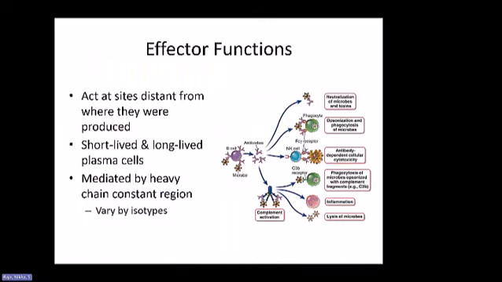Thinking of the effector functions of B cells and antibodies, we know that antibodies act at sites that are distant from where they are produced, right? The effector form of B cells is plasma cells. These plasma cells can be short-lived or long-lived. Plasma cells can be in the bone marrow, spleen, or lymph nodes. They can also be in mucosal tissues.